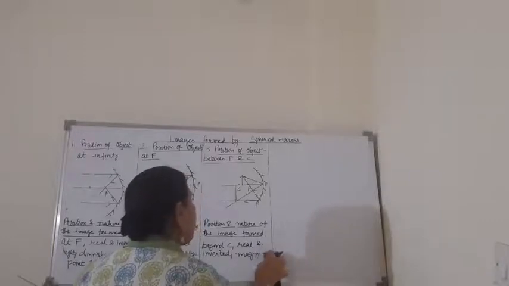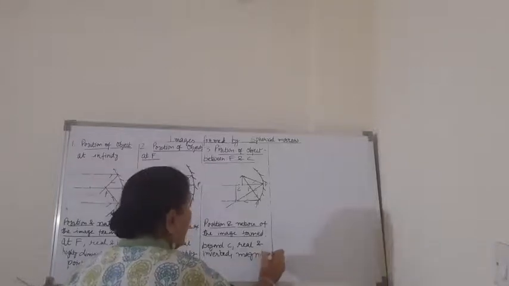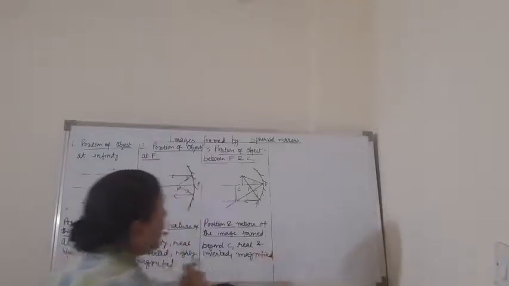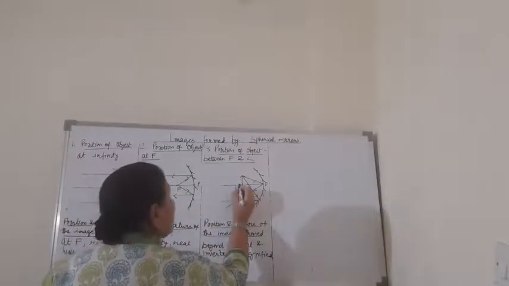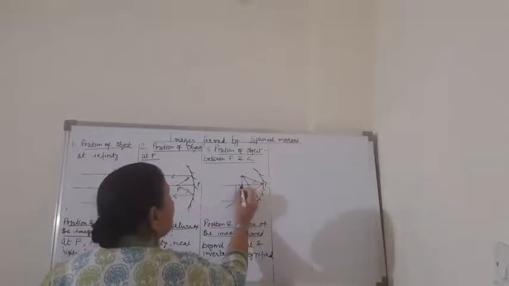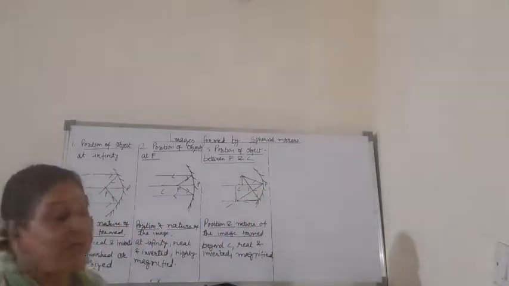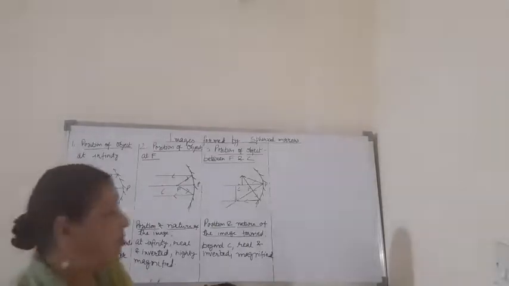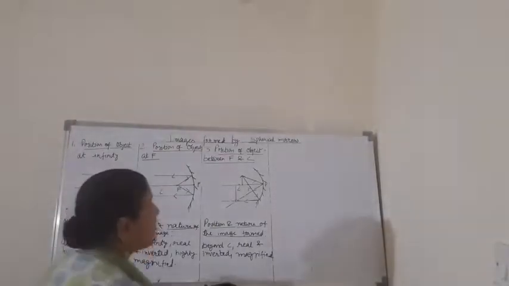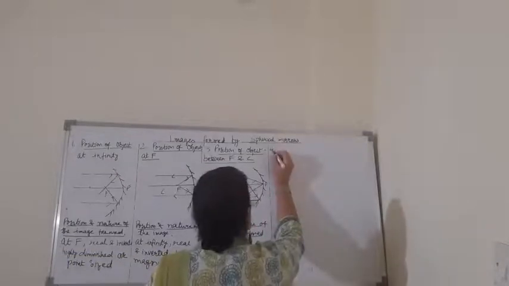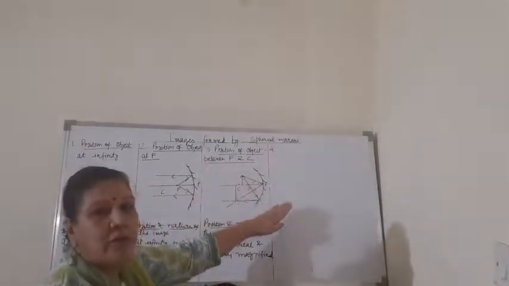So when the object is between C and F, this is C here and this is F, the image will be formed beyond C, real and inverted and magnified. This is the third position or the third ray diagram. We have the fourth, just opposite to that, that we are going to take.